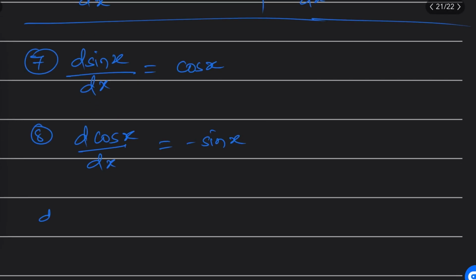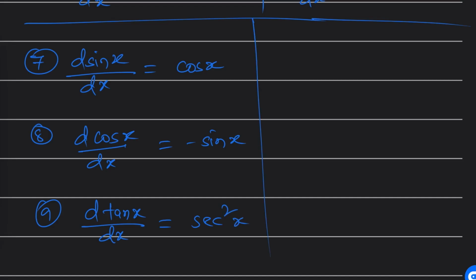Next, ninth: differentiation of tan x with respect to x is going to be sec square x. Similarly, tenth: differentiation of sec x with respect to x is going to be sec x into tan x.